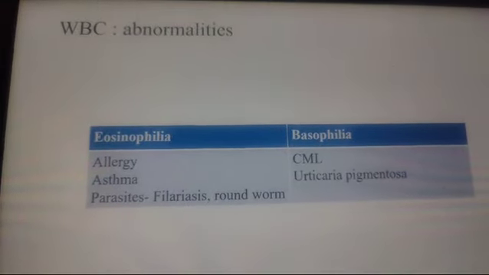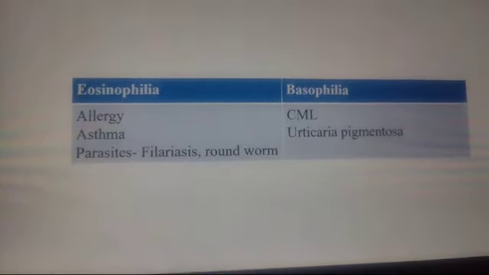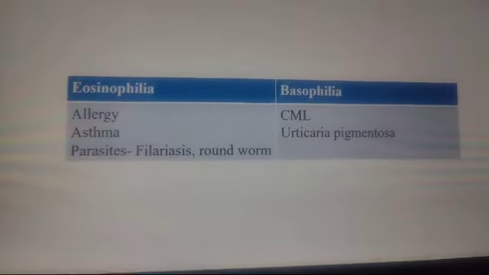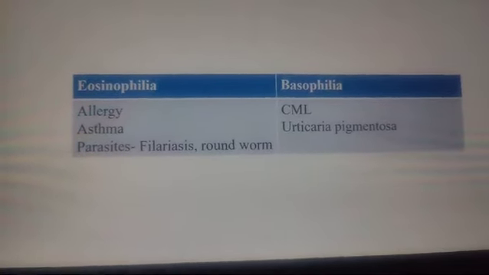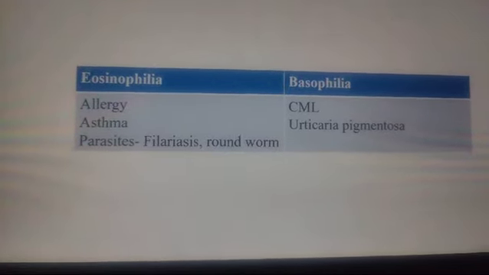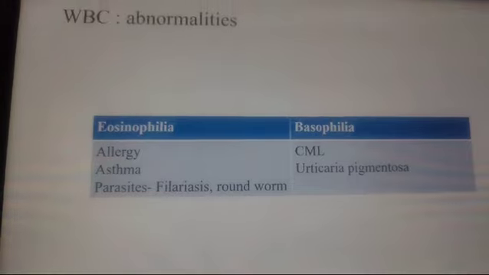Next, eosinophilia. Eosinophil count is increased. Allergy, asthma, parasitic infestation like filarial worm and roundworm. When the basophils are increased, you call it basophilia, seen in CML and urticaria pigmentosa.